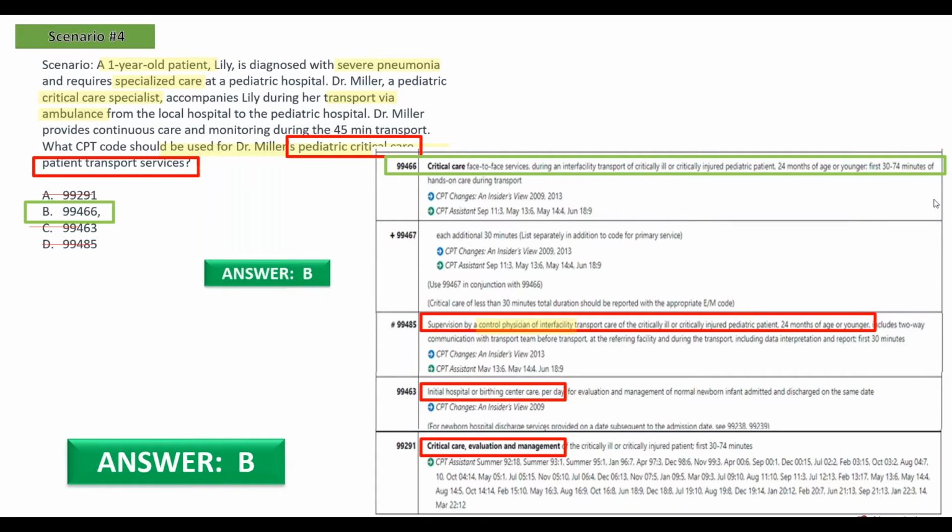One is for supervision by a physician, and for the other one, the physician will be directly involved in transport of the patient. So are we good, coders? Shall we move to the next scenario? For the next chapter, yes, ready.